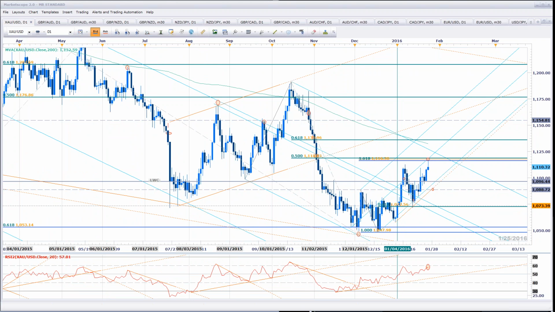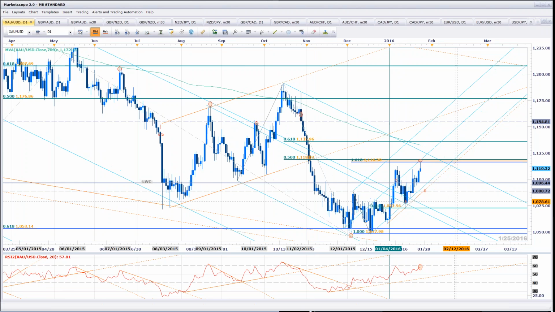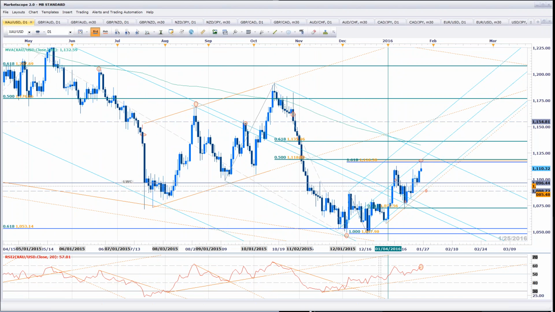Beautiful setup. Again, as a disclaimer, I don't have any positions on gold. I wish I did. I haven't traded gold in some time. I was very active in futures on the gold side of things, but not recently. So watch that region of resistance, 1116, 1118.